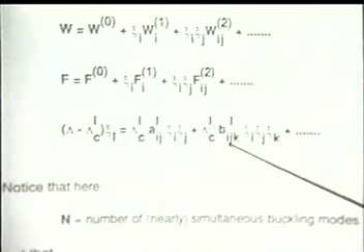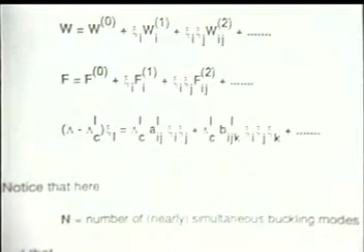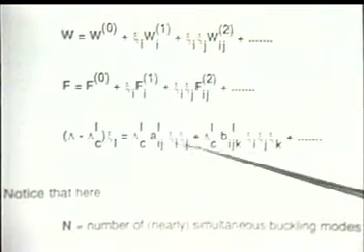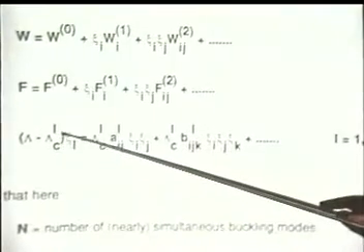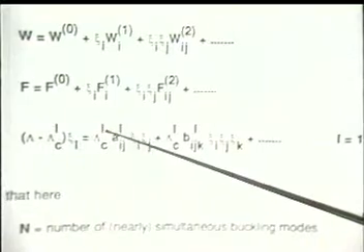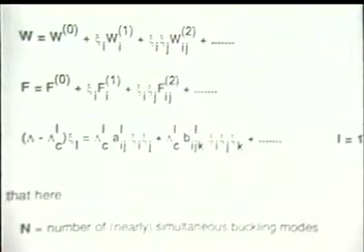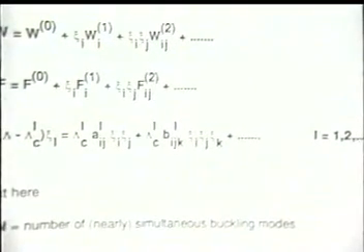These are the first post-buckling coefficients. These are the second post-buckling coefficients. There are as many of these equations as there are buckling modes. Notice that there is no summation implied over repeated upper indices, only over repeated lowercase indices. No summation, okay?